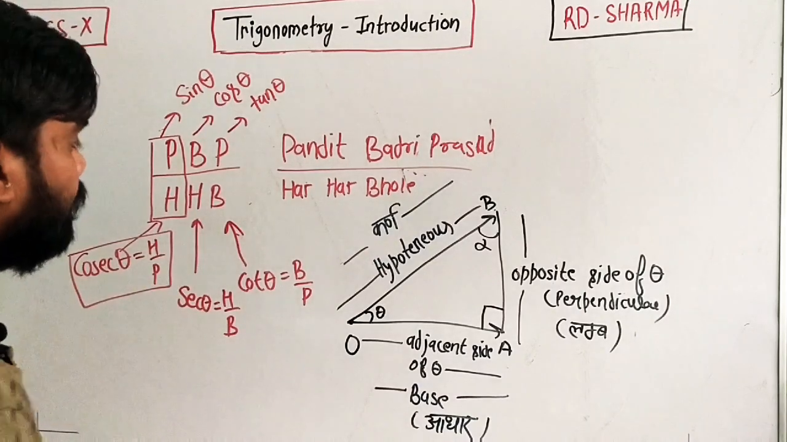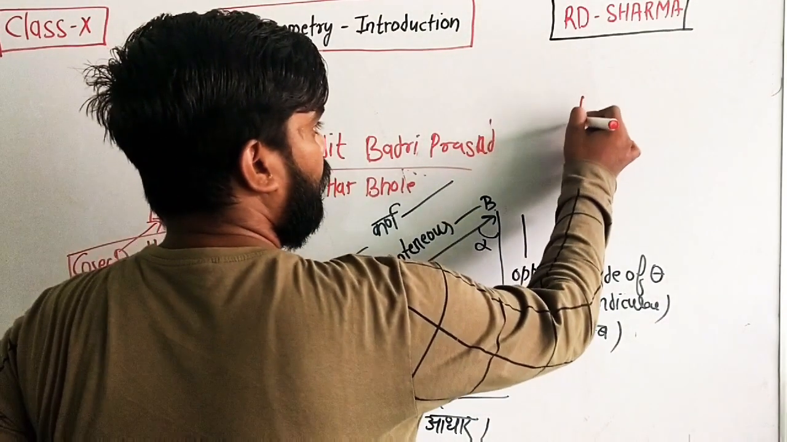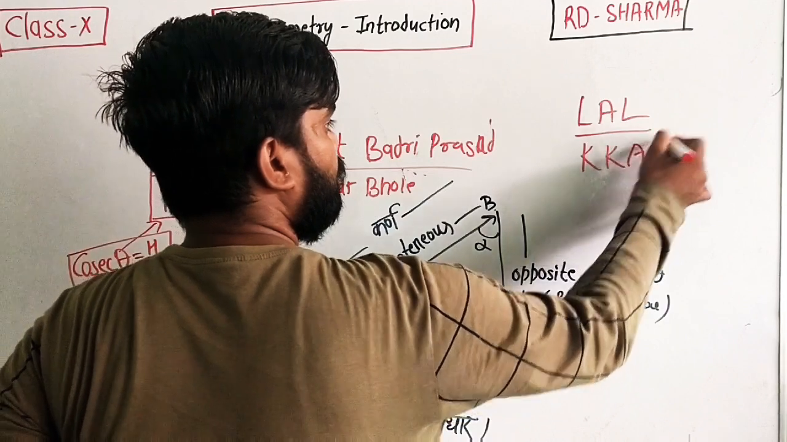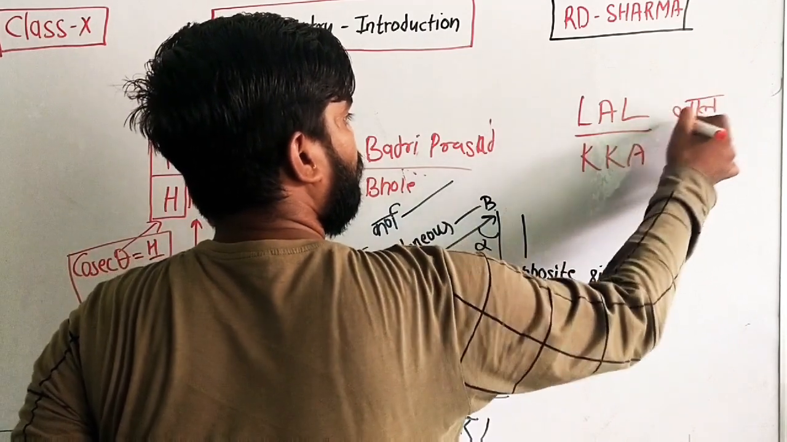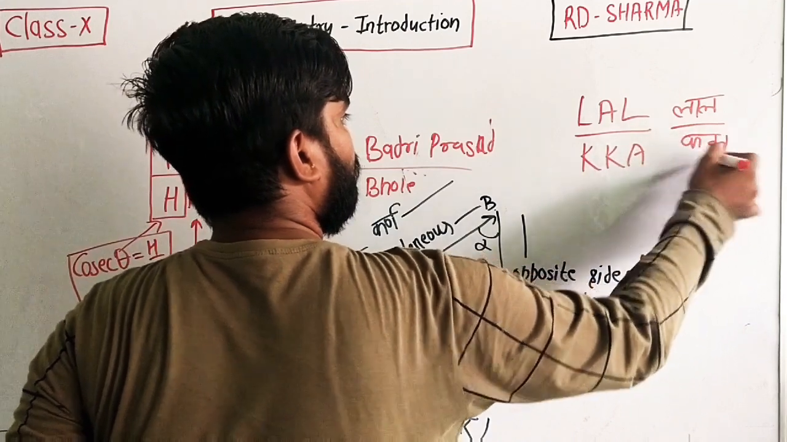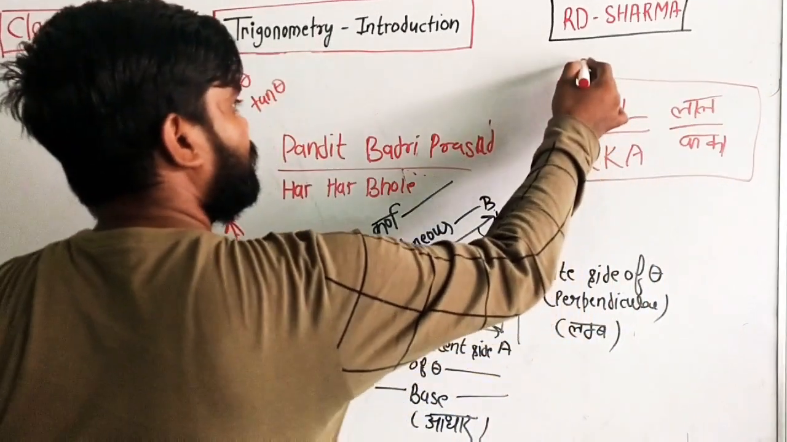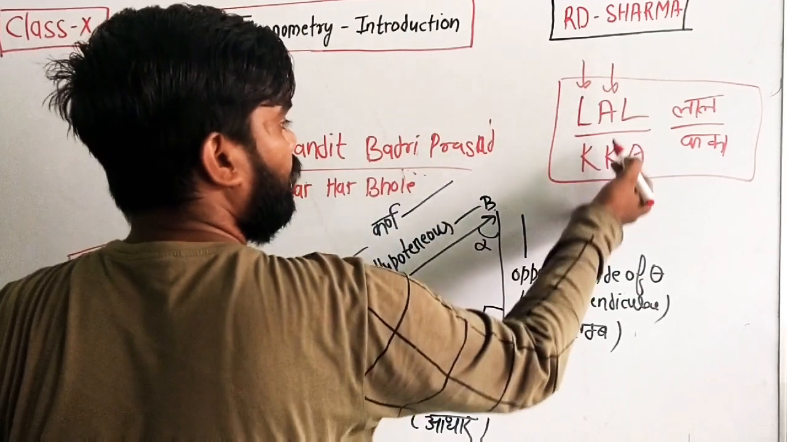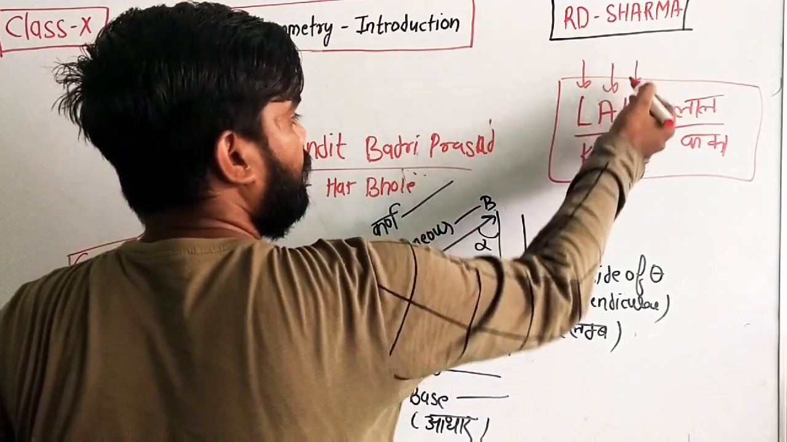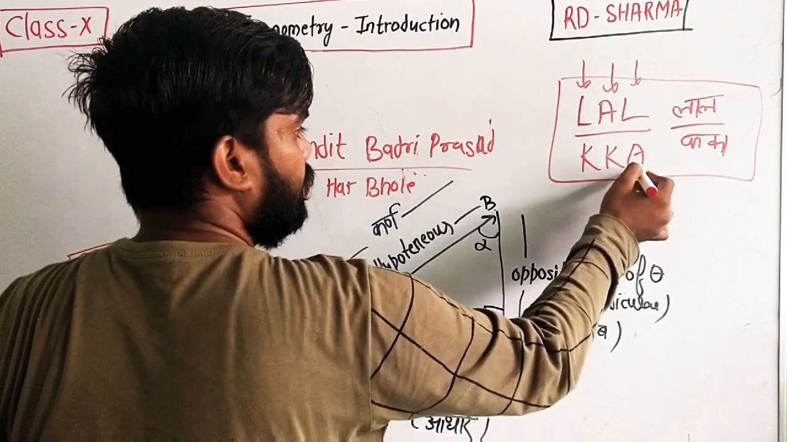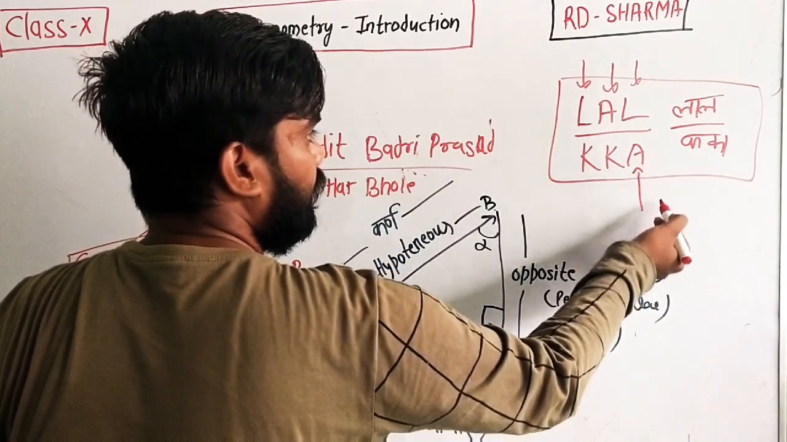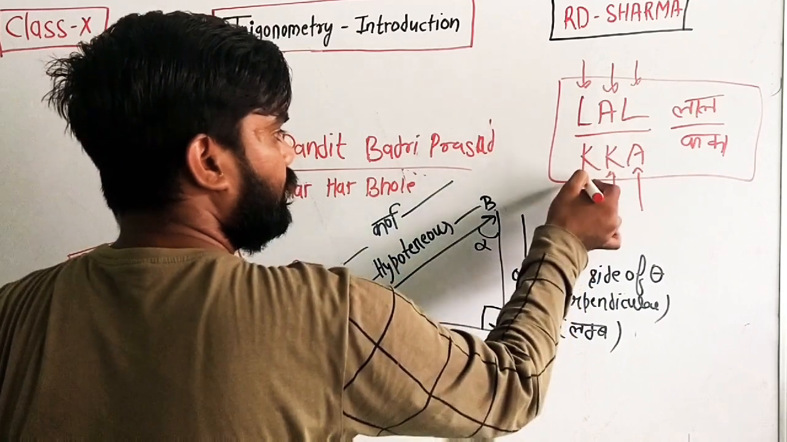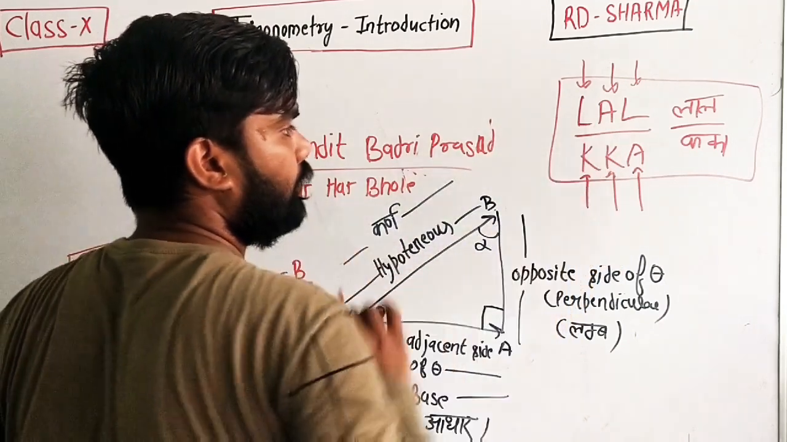For UP board students, we learn it like this: lal upon kakka, lal upon kakka. Which means this is sin theta, lumb upon karn. This is cos theta, aadhar upon karn. This is tan theta, lumb upon aadhar. This is cot theta, aadhar upon lumb. This is sec theta, karn upon aadhar. This is cosec theta, karn upon lumb.